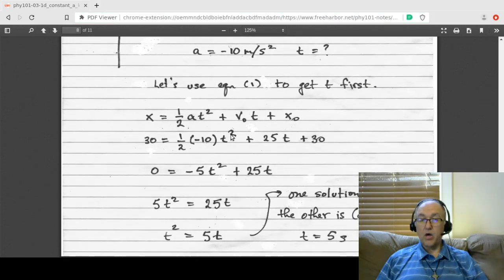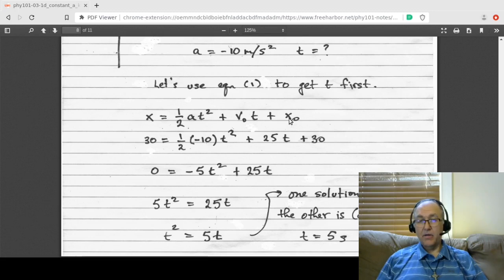Equation 1 is the harder one to work with because it's actually a quadratic. But in this particular case, it's an easy quadratic to work with. So we use equation number 1, and here's equation number 1, just rewritten verbatim from above. x is equal to 1/2 a t squared plus v naught t plus x naught. Okay, so there's equation number 1. Let's substitute in the numbers. So for the final position, it's 30. The acceleration was negative 10, so for a we put in negative 10. The initial velocity was plus 25, so there it is there.